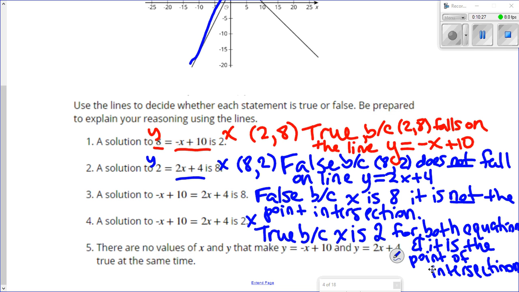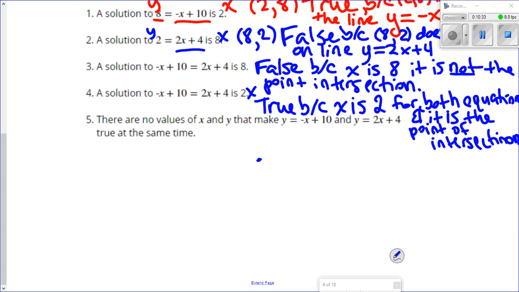Remember, we can also check that algebraically. If I input 2 to this equation, it should work. So is negative 2 plus 10 equal to 2 times 2 plus 4? Well, negative 2 plus 10 is 8. On the right side, 2 times 2 is 4, and 4 plus 4 is 8. So it works, okay?